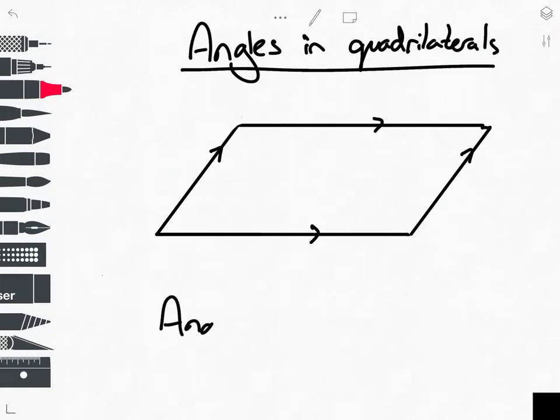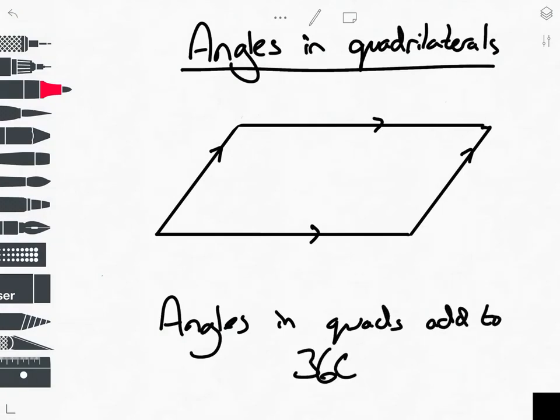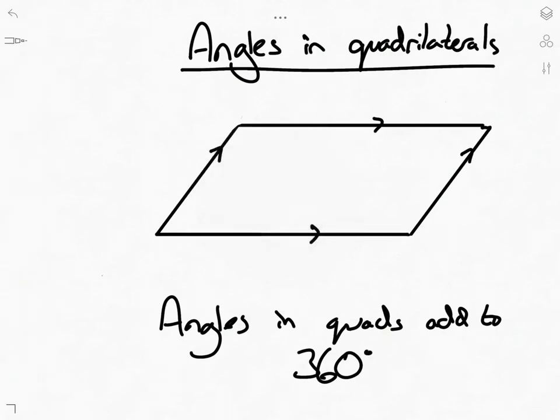Angles in quadrilaterals, what do they add to? In quads, angles add to 360. Okay, so you should all know that. And again, you have quadrilateral problems and you'll have to work out the missing angle.